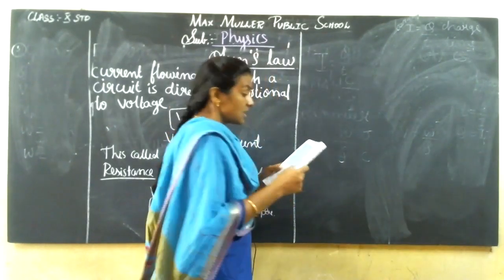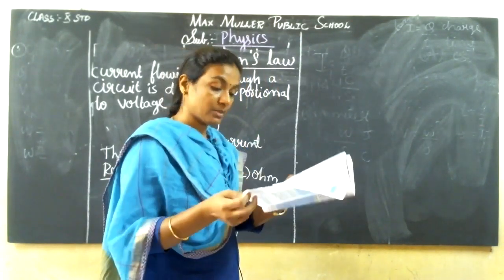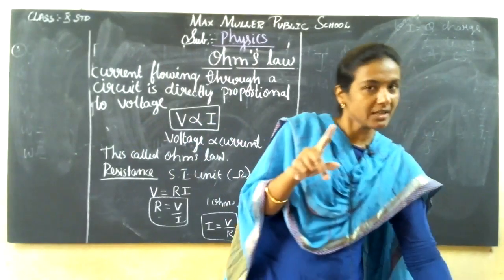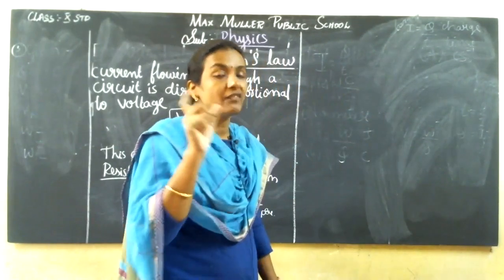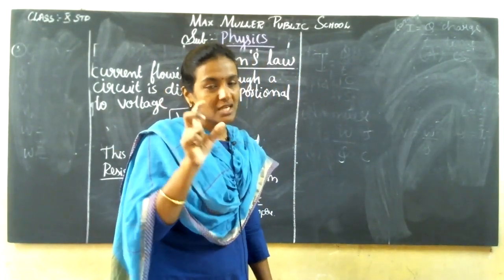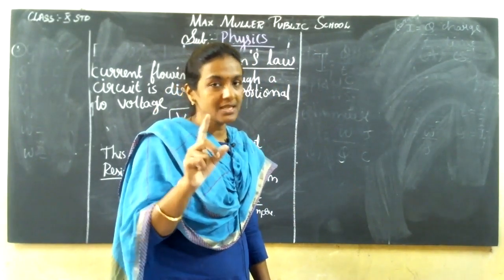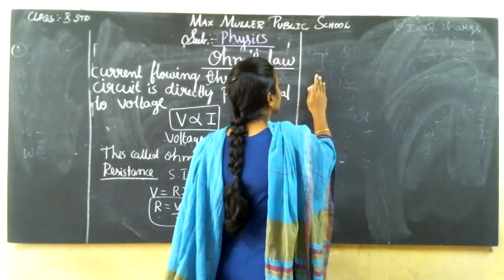Page number 98, guys. In that, they have given one circuit diagram. I have explained the circuit diagram also in the last class. That is a continuous and closed path of an electric current. It is called an electric circuit. Clear?